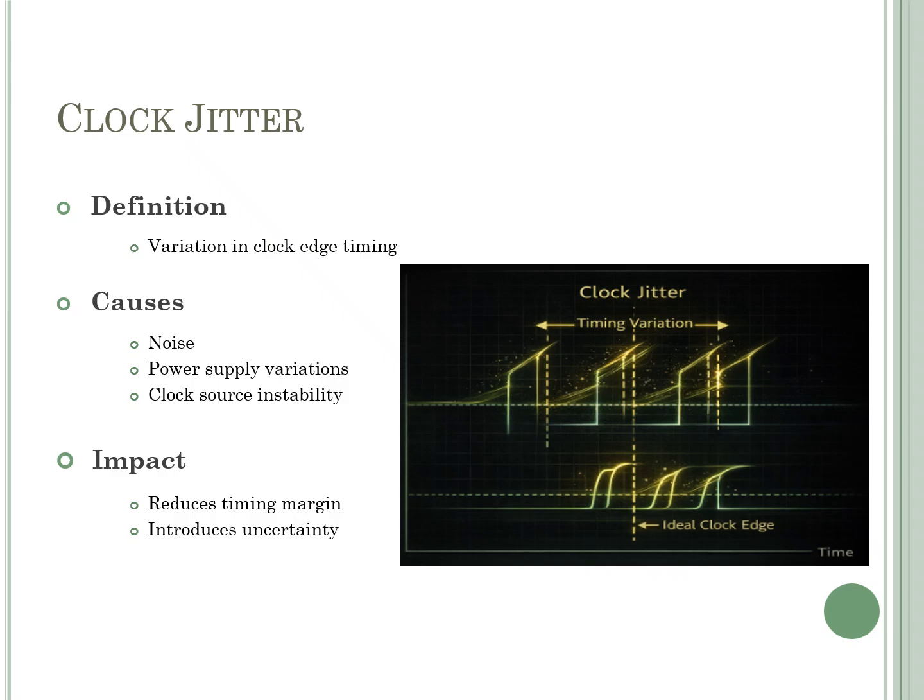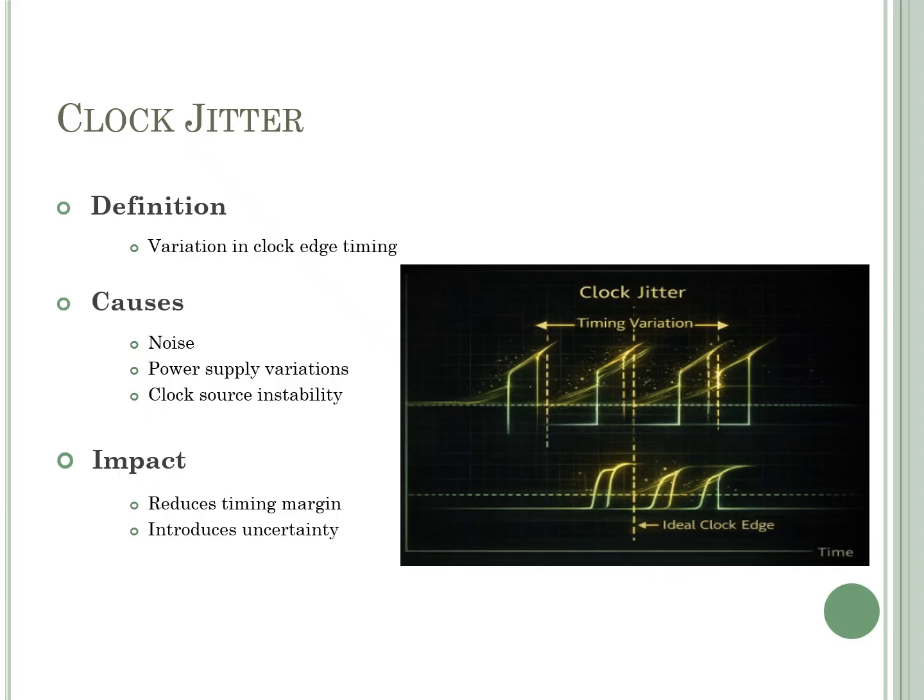Now let's understand why jitter is dangerous. It reduces timing margin. We already have limited time for data to travel. Jitter reduces that available time because we do not know exactly when the next clock edge will arrive. Then it introduces uncertainty. The clock becomes unpredictable, and timing analysis becomes more difficult. If jitter is too high, data may not arrive on time, which can cause setup and hold violations, and the system may fail randomly.